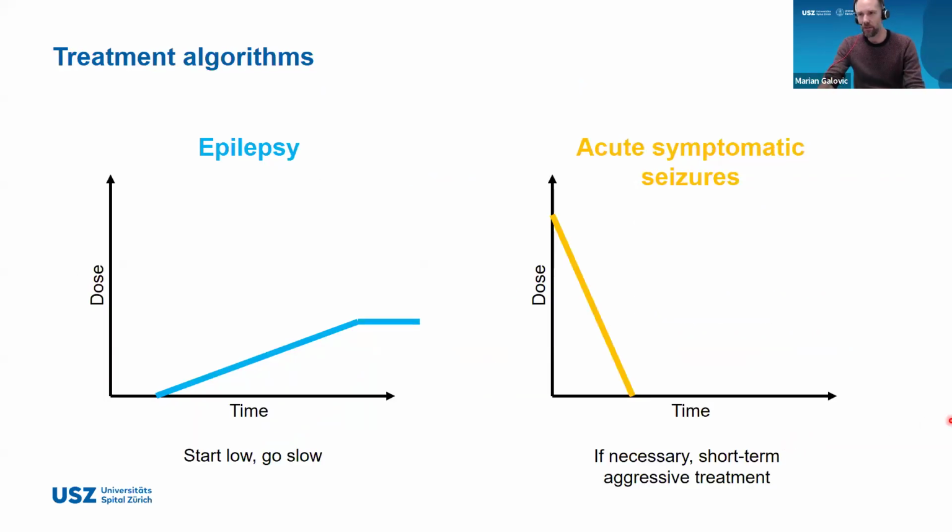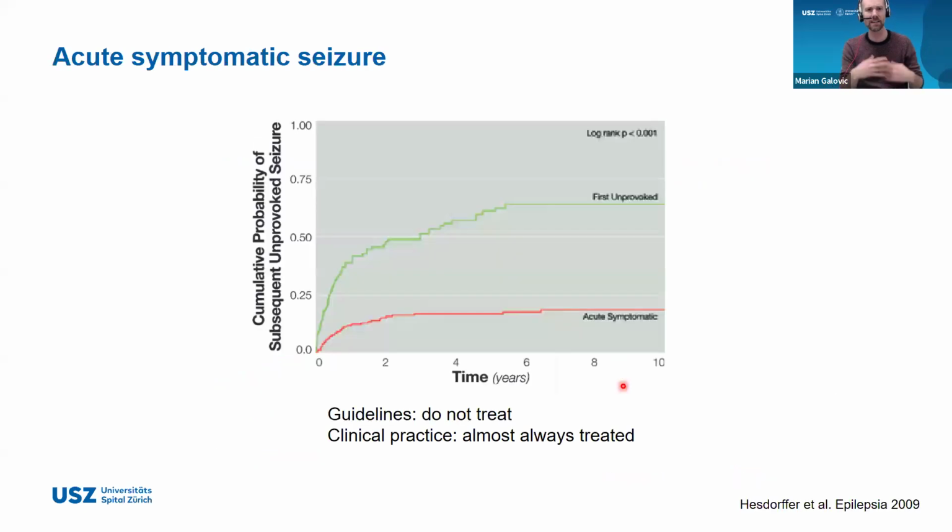Now, if you decide to treat epilepsy, you probably want to start low and go slow, reach a dose that you're happy with, and then keep it as a maintenance dose. Whereas in acute symptomatic seizures, the treatment algorithm, if you decide to treat, is quite different. Usually you want to treat aggressively at the beginning because that's when the trigger is the strongest, but frequently you can withdraw treatment quite quickly after the acute phase. So why is there this difference between acute symptomatic seizures and epilepsy?